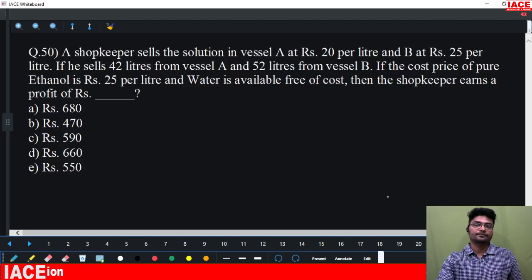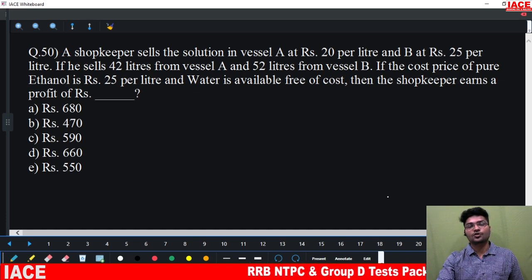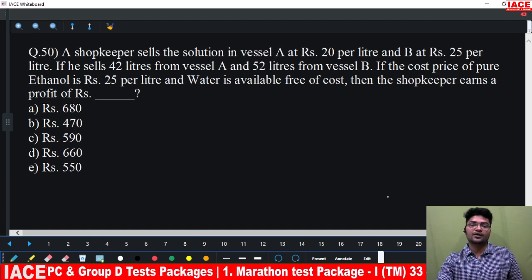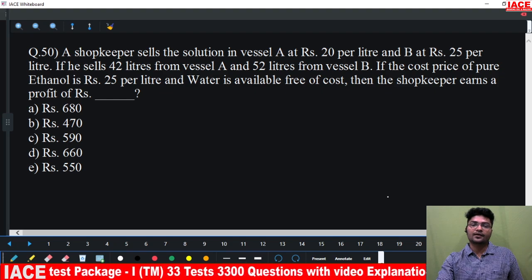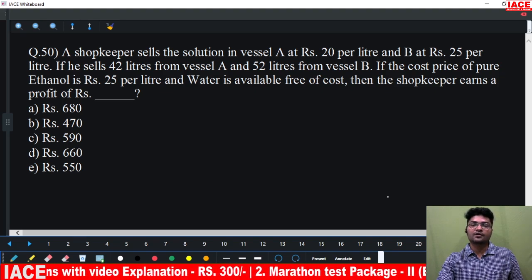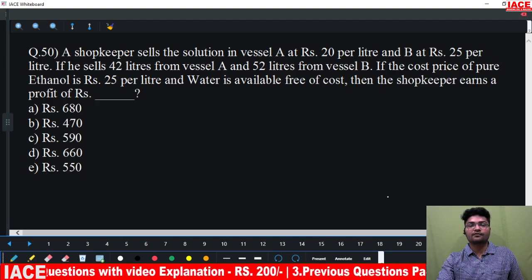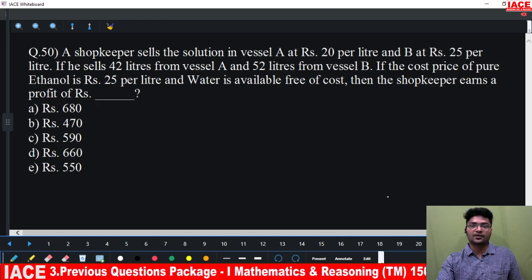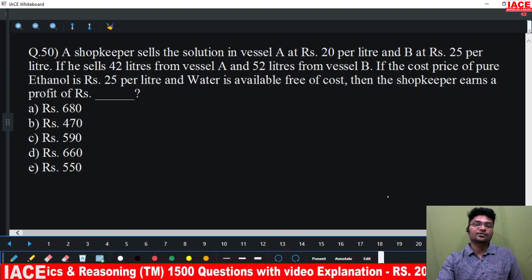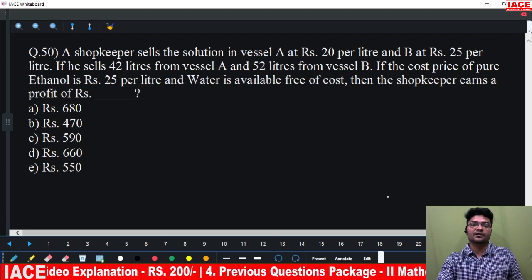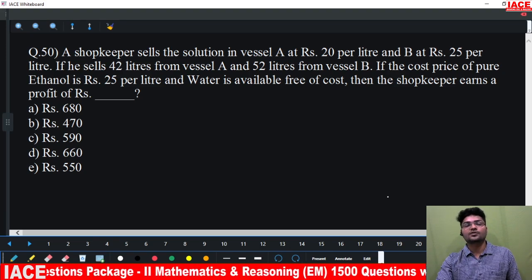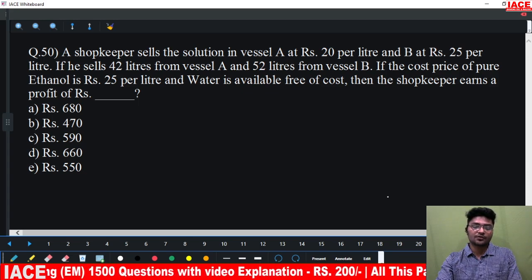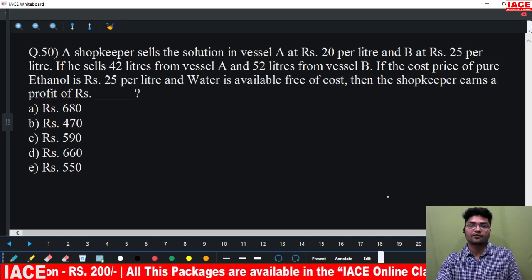Question number 50. A shopkeeper sells the solution in vessel A at 20 rupees per liter and B at 25 rupees per liter. If he sells 42 liters from vessel A and 52 liters from vessel B, and the cost price of pure ethanol is 25 rupees per liter and water is available free of cost, then the shopkeeper earns a profit of how much?